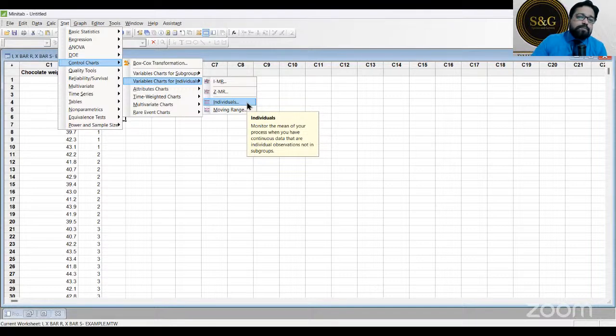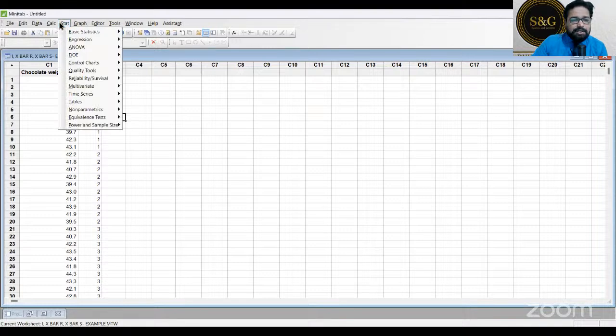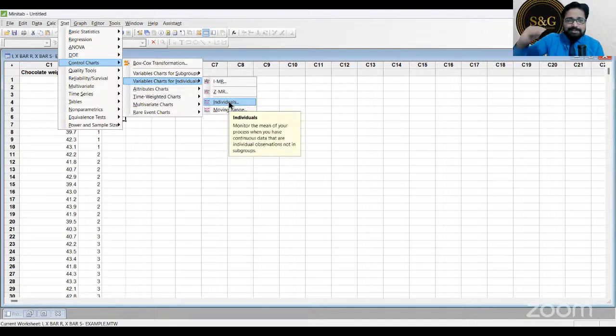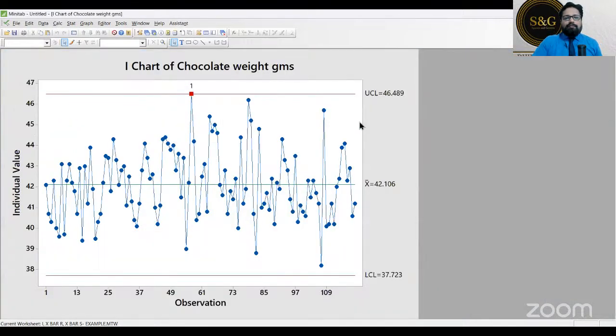Now click on that. Select chocolate weight in the variable. If you are behind this, go to Stat, control chart, variable chart for individual. Just follow this path. Stat, control chart, variable chart for individual. Click on that. Double click on chocolate weight in the variable and just say okay. Now you would have gotten this chart.